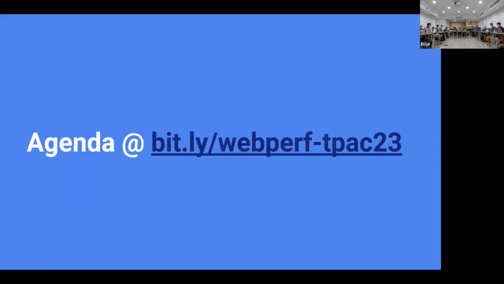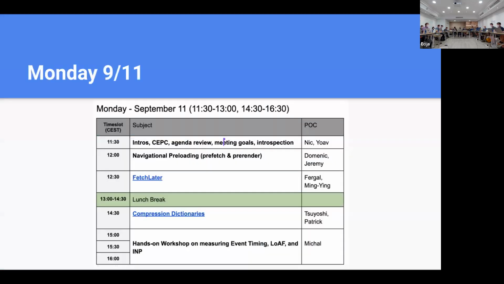We do have the agenda for the week listed at that bit.ly URL, put in the web perf WG on Slack. I don't know if we've tweeted it out yet, but feel free to grab the link where you can. Today's agenda we do have listed here as well, just a brief review of the things that we're going to be talking about today. After this, we'll be doing application preloading.